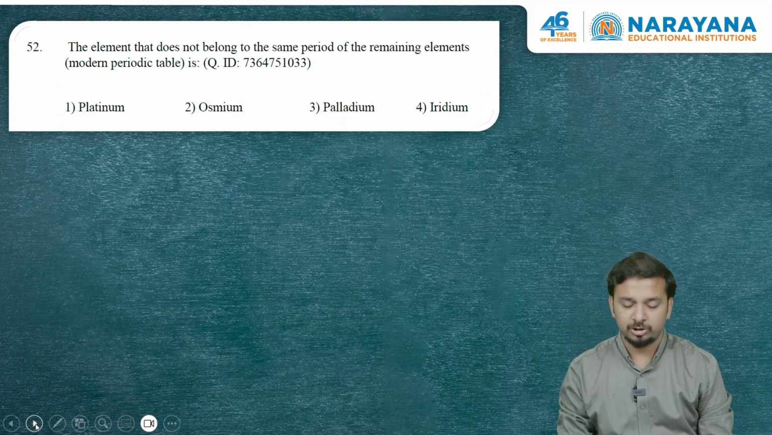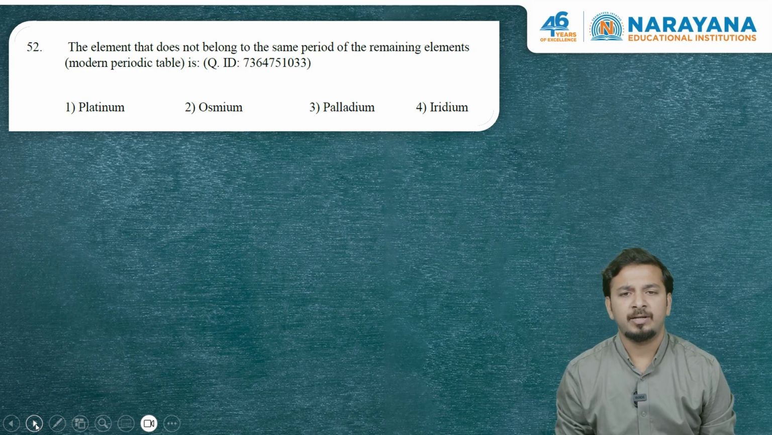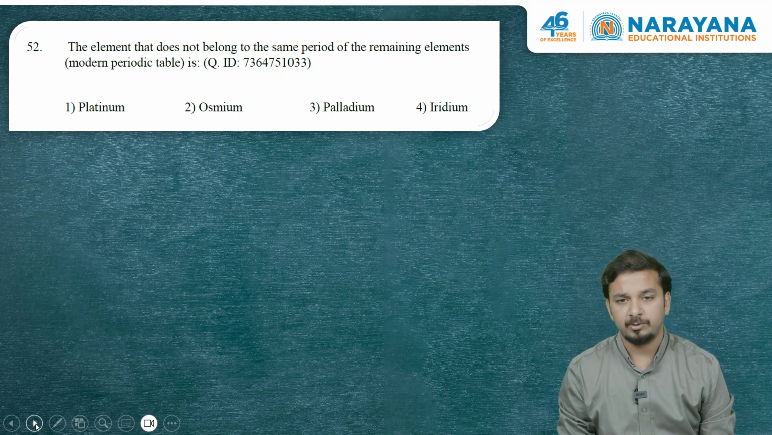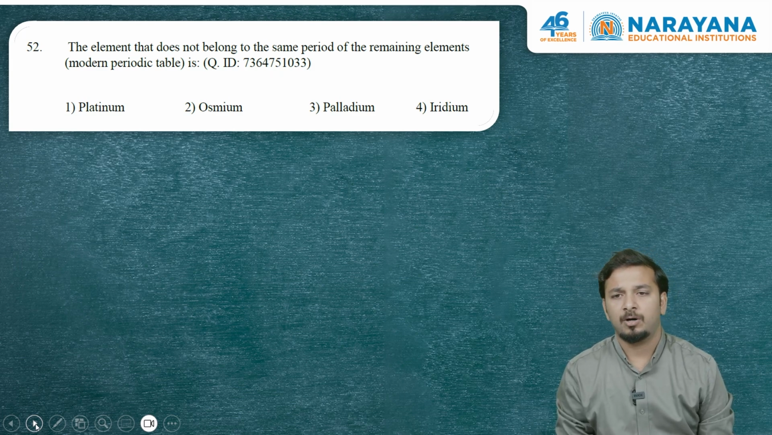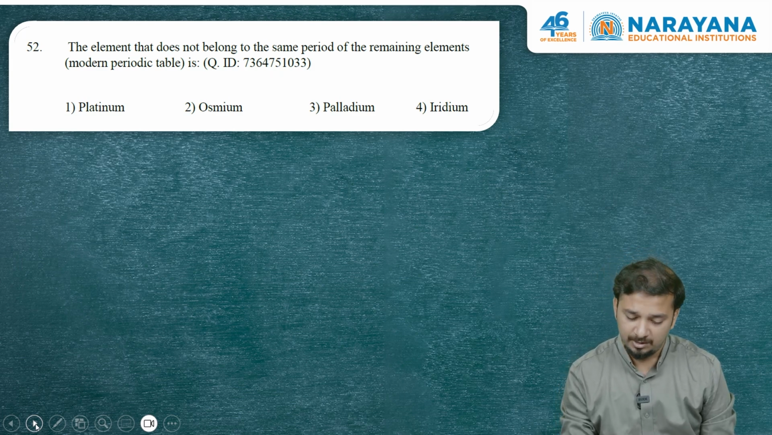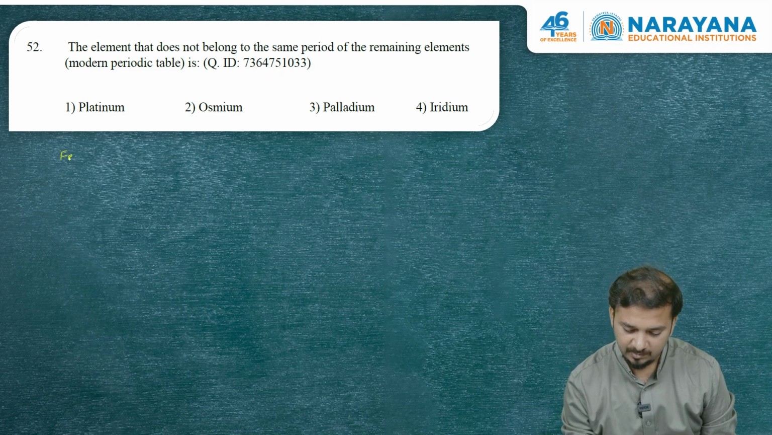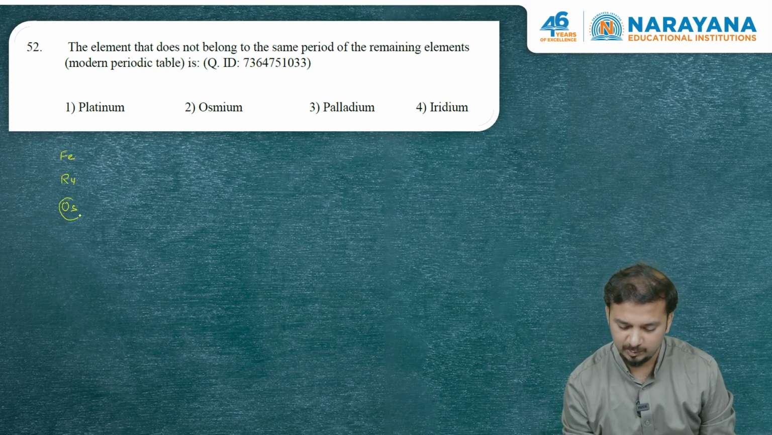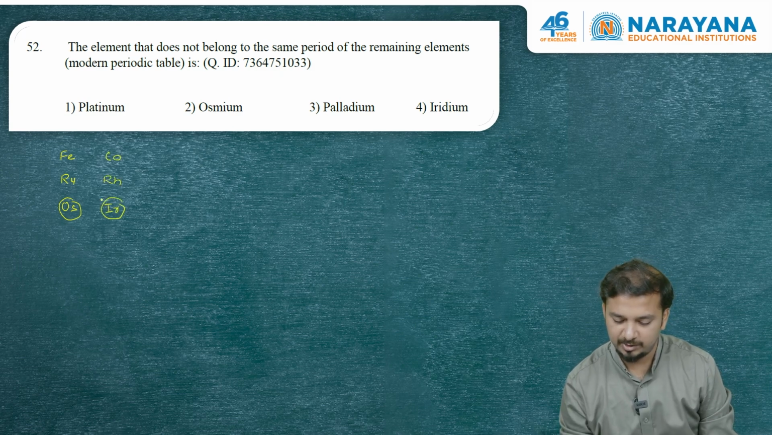Moving to the next question. The question is: the element that does not belong to the same period of the remaining elements as per the modern periodic table. The elements given are platinum, osmium, palladium and iridium. So if you see, the iron family is Fe, Ru and Os. So osmium is present in this. If you see the cobalt family, cobalt, rhodium, iridium. So iridium is present over here.